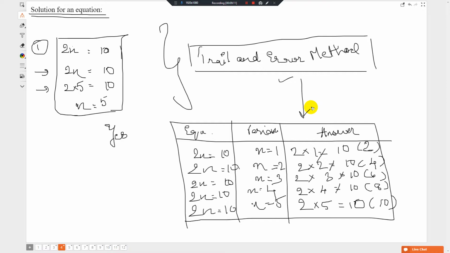We have to try each and every value. If n is 18 and in place of 10 there is 36, then 18 twos are 36. See, like that we do. That is easy. This method we use for trial and error, not for everything.